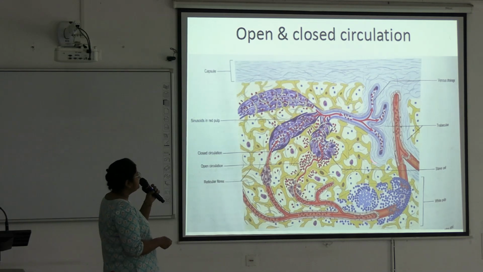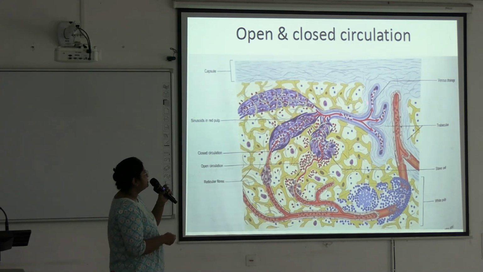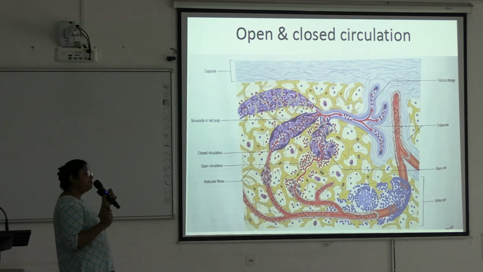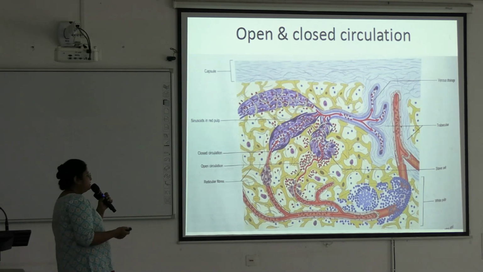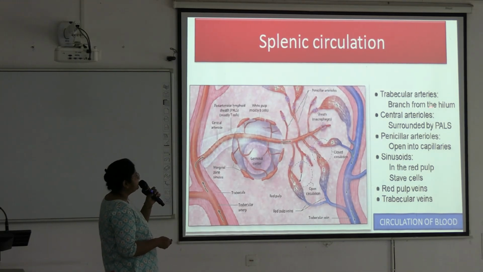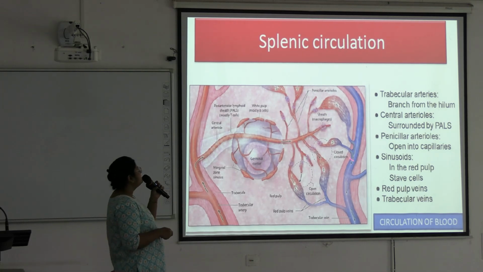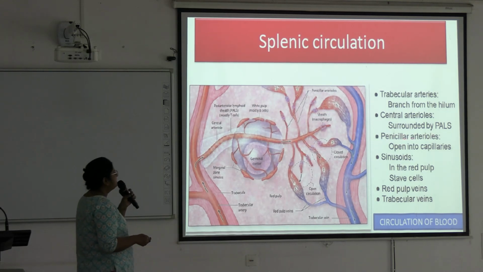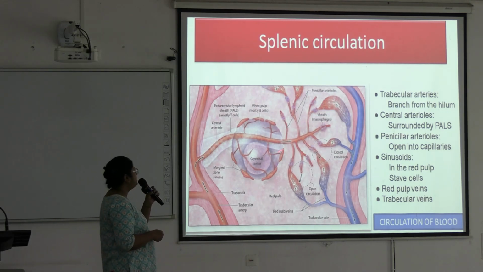Here the venules are being formed, and they will join to form the trabecular vein, then ultimately join to form the splenic vein. Next. So, splenic circulation: the trabecular artery branches from the hilum of the spleen. Central arterioles are surrounded by the periarteriolar lymphatic sheath here. Penicillar arterioles open into capillaries here. Sinusoids in the red pulp.